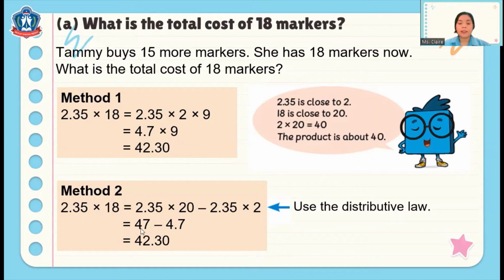2.35 times 20 is 47. 2.35 times 2. Remember, we have only 18. So it means to say our answer, which is 47 here, we are going to subtract 2 times 2.35. The answer for this is 4.7. So 47 minus 4.7 is 42.30.